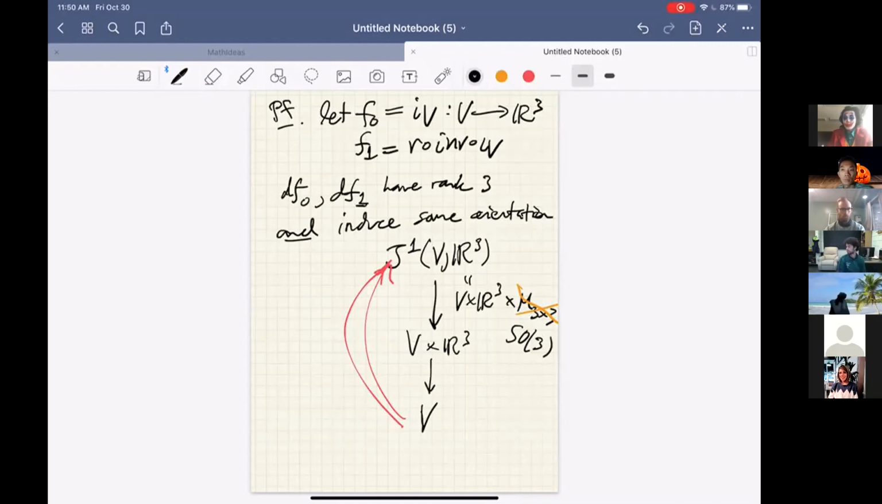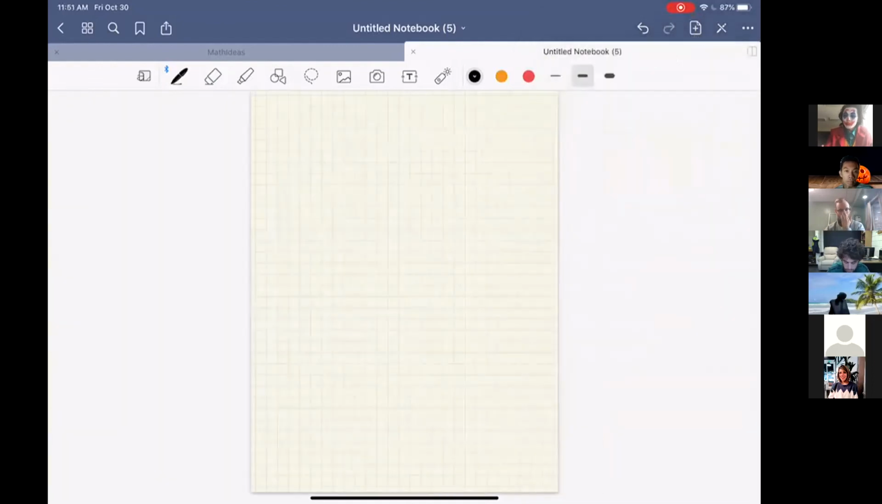So you can think of these as maps from V into R3 cross SO3, right? Sections give you functions locally, because locally they look like graphs of functions. Okay, so now you have these two maps, V to SO3, now cross R3. Now V is a thickened sphere, so this is homotopic to S2, and this is homotopic to SO3.